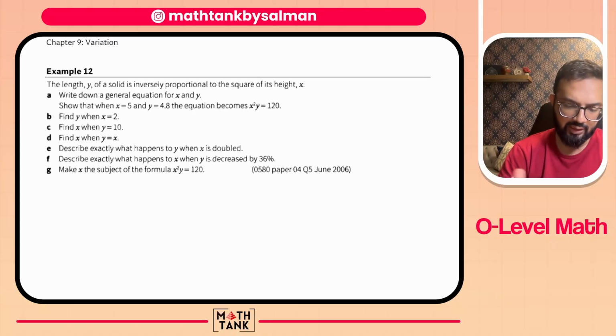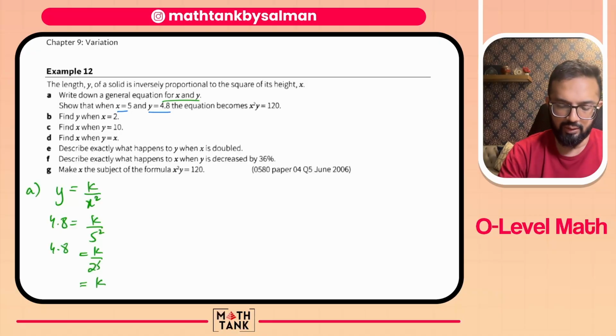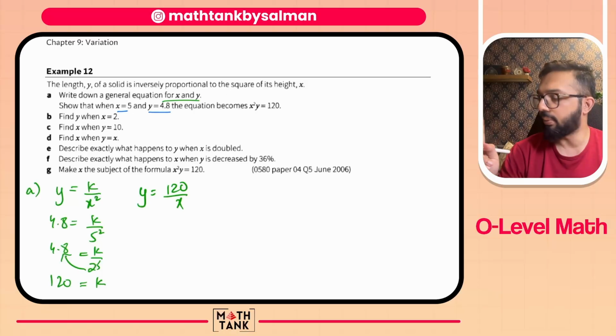Let's do this carefully. It says the length x is inversely proportional to the square of its height. Write down a general equation for x and y. That's what I've already written. So that's part A. Let's look at part B. It says show that when x equals 5, y equals 4.8. So k is 25 into 4.8. That gives me 120, okay, on the calculator. So y is then 120 divided by x squared.